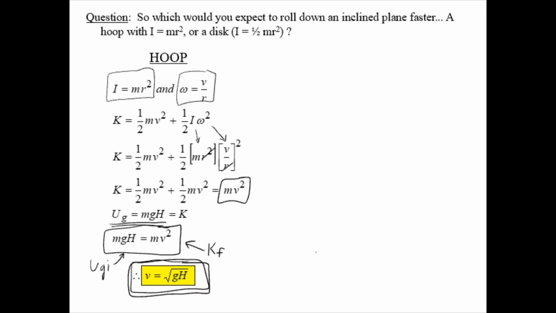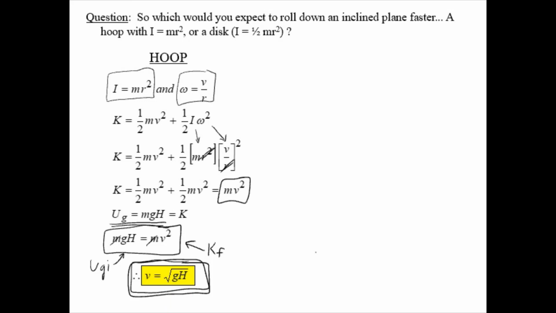But remember, all the energy started as gravitational energy, which was mgh, mg times the height of the object off the zero level. So when we set those equal, the original gravitational energy mgh has to be equal to the final kinetic energy, which we just calculated as mv squared. When we solve that out, we find that the hoop at the bottom of the hill is moving at a speed v equal to the square root of gh. The mass of the hoop cancels. Notice the radius canceled up here.